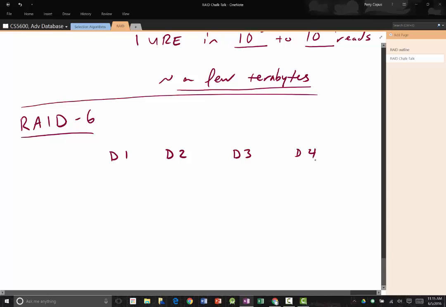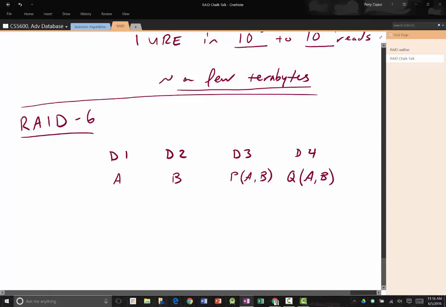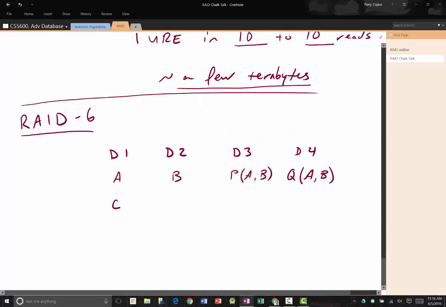And the way we will do it is we will store block A here, block B here. This will be a parity value calculated on A and B. And this will be another parity value that we'll call Q, calculated on A and B. Okay, so we have, and then of course we want to write C here, and we'll write D way over here, and we'll make this the parity of C and D, and this will be the second parity Q of C and D.